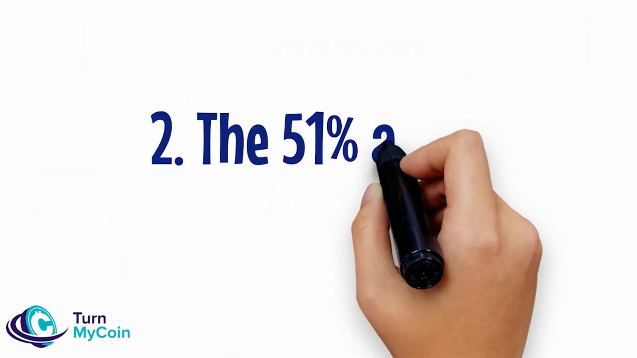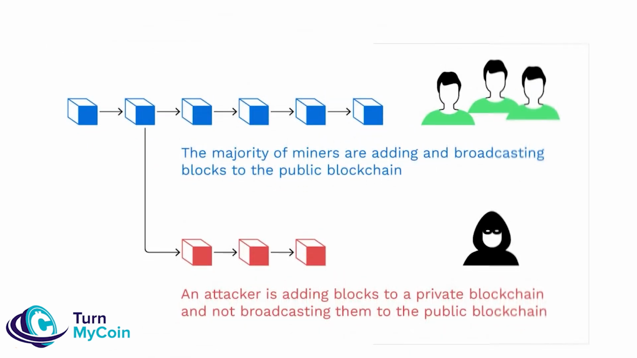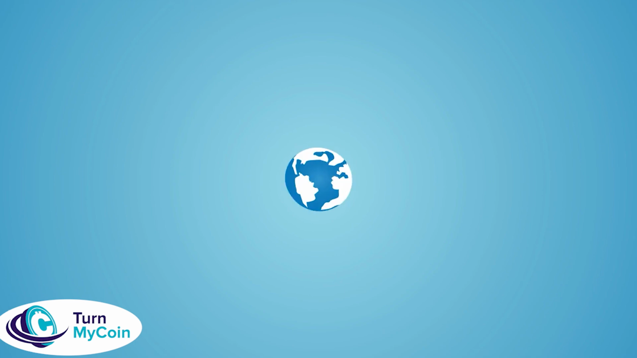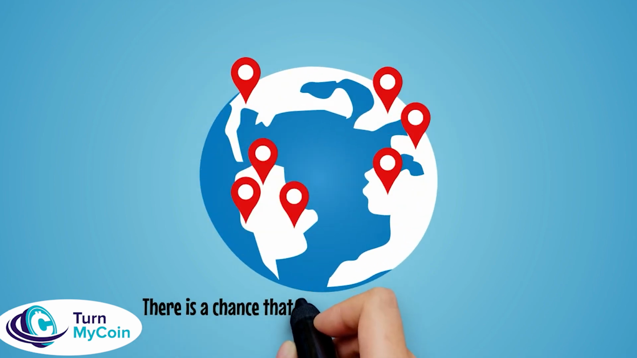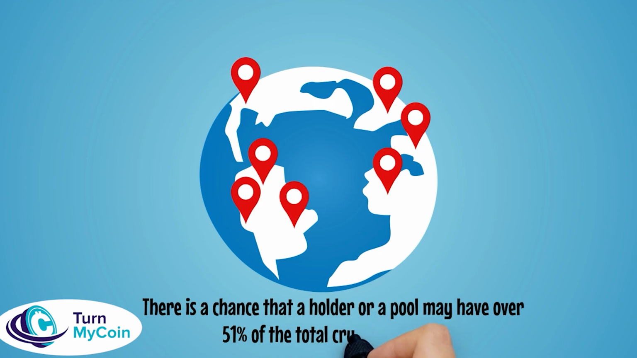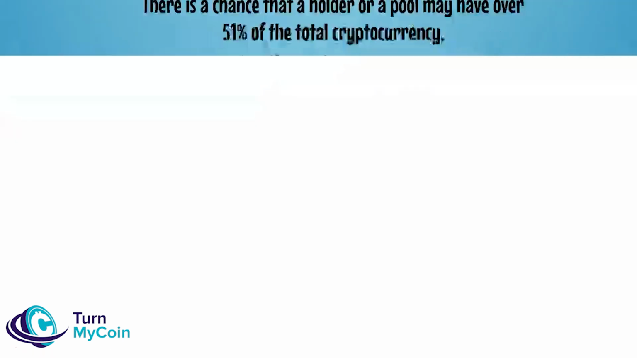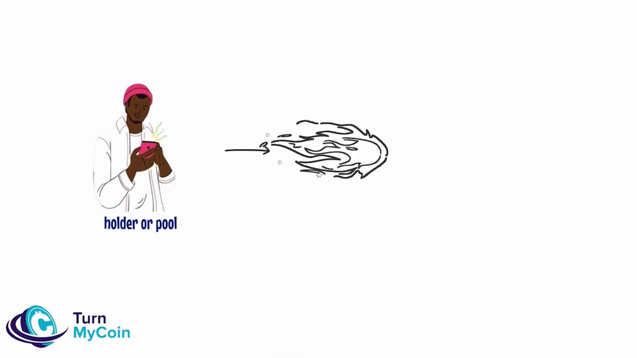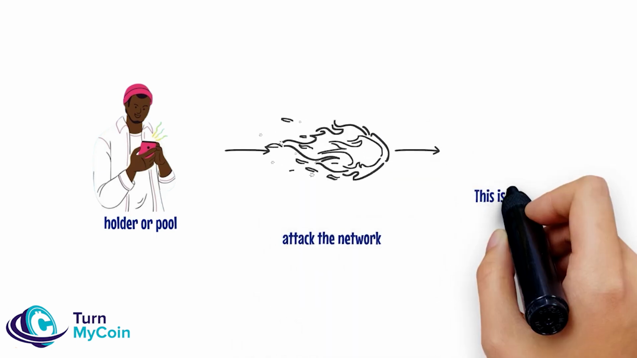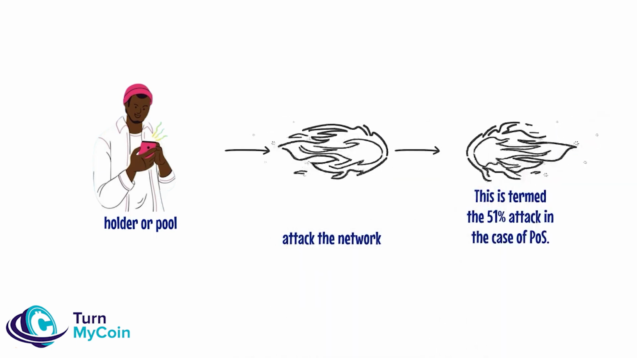2. The 51% attack. POS requires fewer people to form consensus compared to the number of miners required in the case of mining, POW. Since the network is highly dependent on people holding their assets, there is a chance that a holder or a pool may have over 51% of the total cryptocurrency. If this happens, the holder or pool can easily attack the network and make undesirable changes. This is termed the 51% attack in the case of POS.